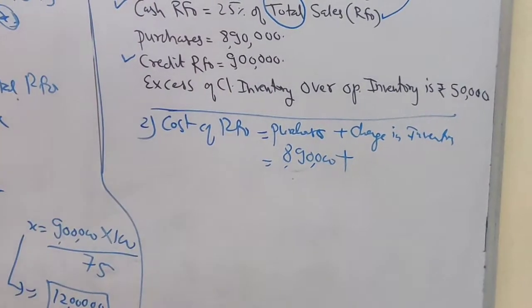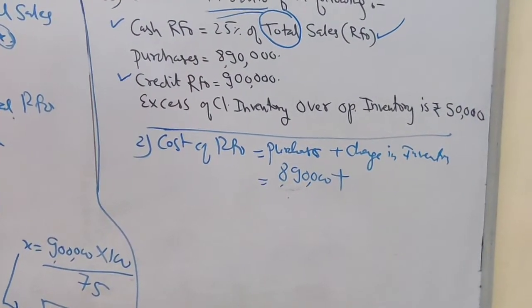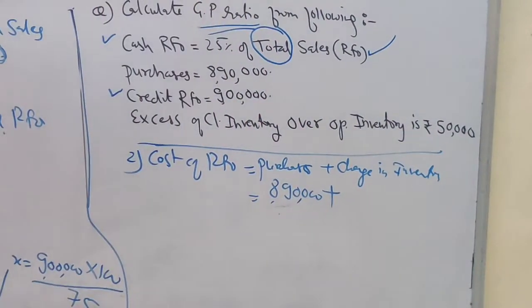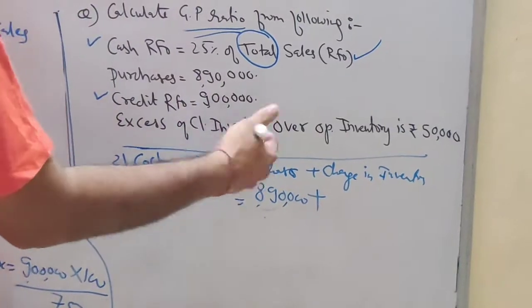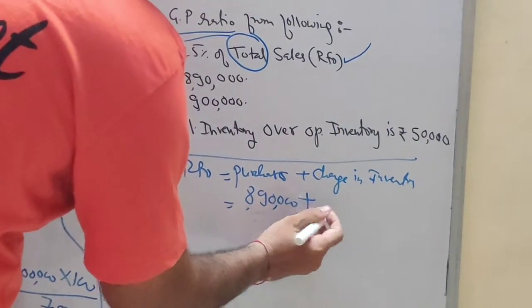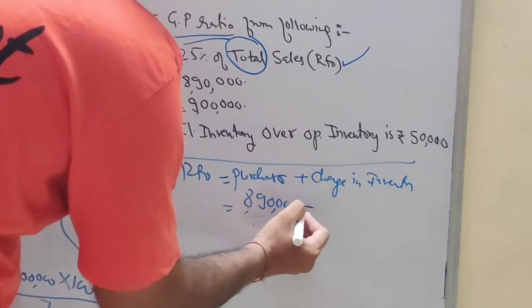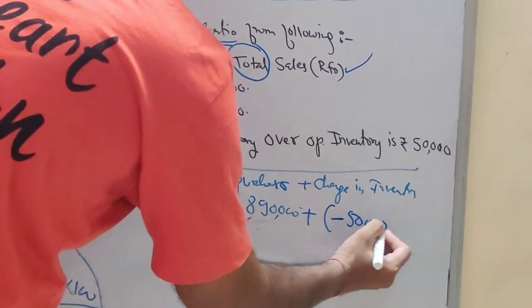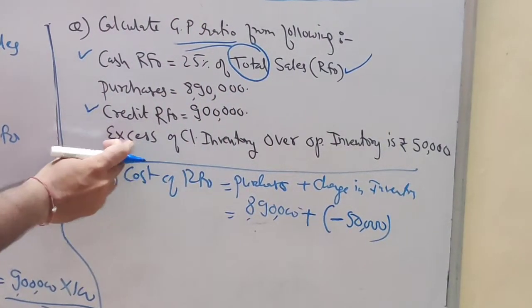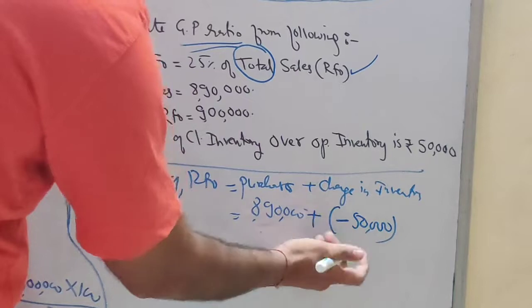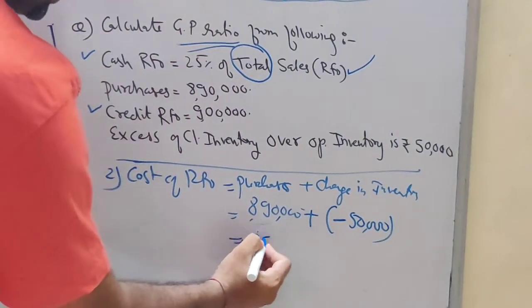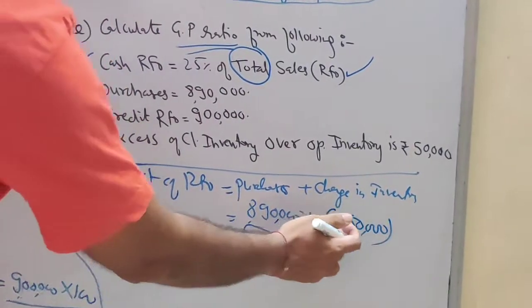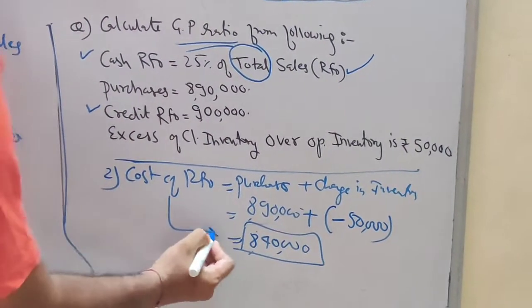So purchases they have given to you, 8,90,000, correct? 8,90,000. And excess of closing inventory over the opening inventory is 50,000. Means your closing inventory is greater. If your closing inventory is greater, your change in inventory is in minus, I will write in bracket minus 50,000. If your closing inventory is in excess, means change in inventory is negative, so write minus 50,000. So your final answer is 8,40,000. If you minus this, plus minus minus, so your answer is 8,40,000.